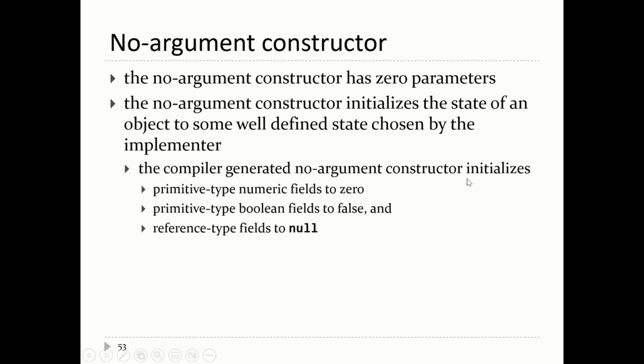So what does the compiler-generated no argument constructor do? It sets any primitive type numeric field to 0. Any primitive type Boolean field gets set to false. Everything else gets set to null. So if you have a reference field, then that gets set to null.